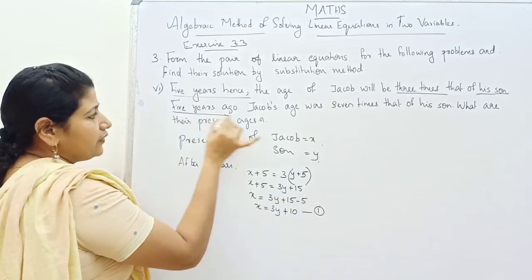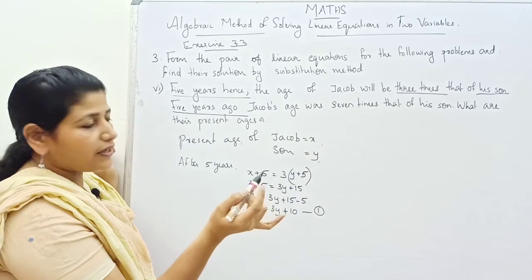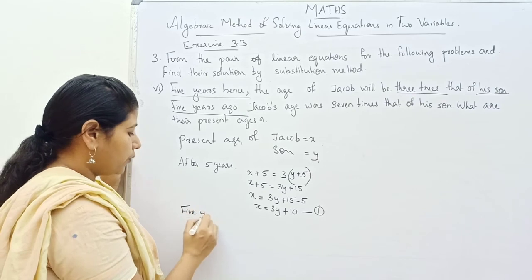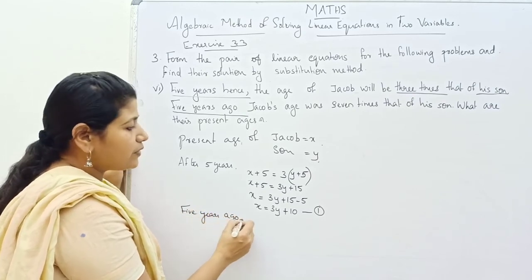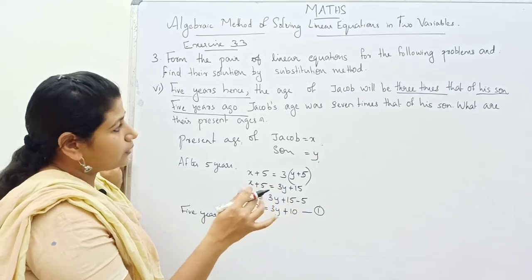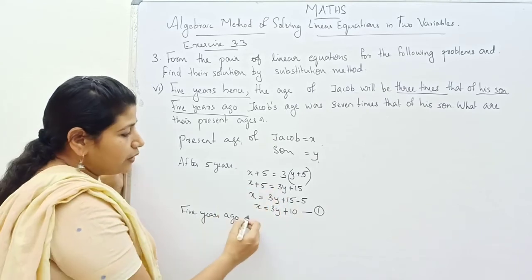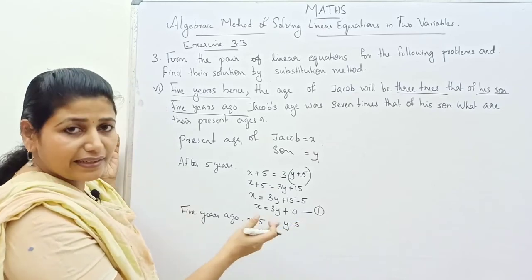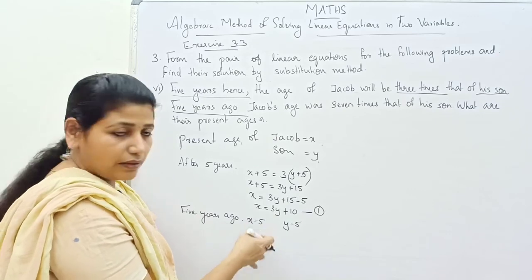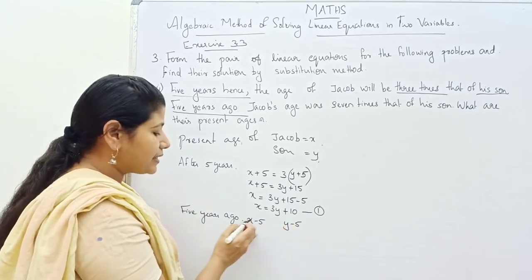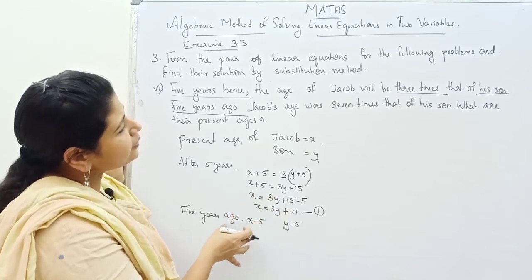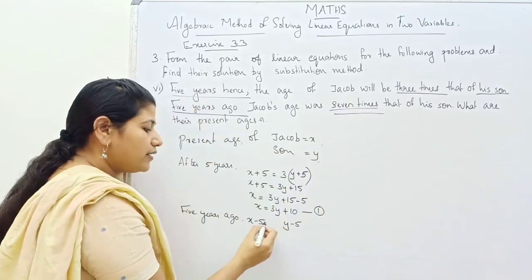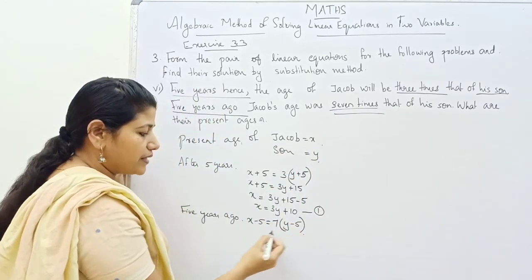And the next condition is 5 years ago. 5 years ago means before 5 years. So 5 years ago, both the ages will be 5 less than the current age, that is x minus 5 and y minus 5. So they are 5 years younger than now, isn't it? So we can take their ages as x minus 5 and y minus 5. And there is also a relation between these two, that Jacob's age was 7 times that of his son. His age was 7 times, that means 7 into y minus 5.